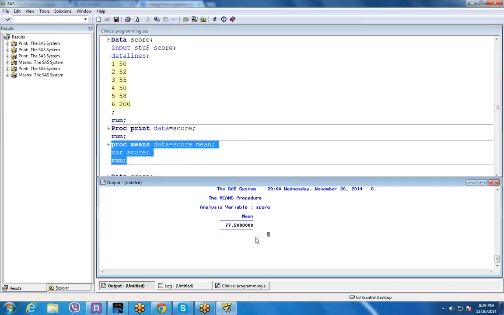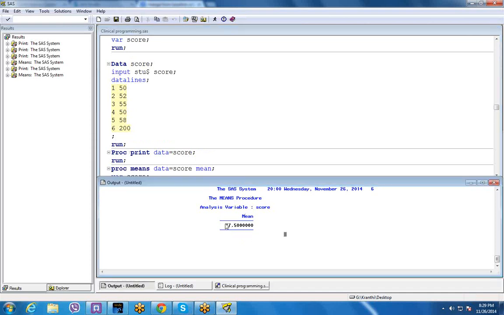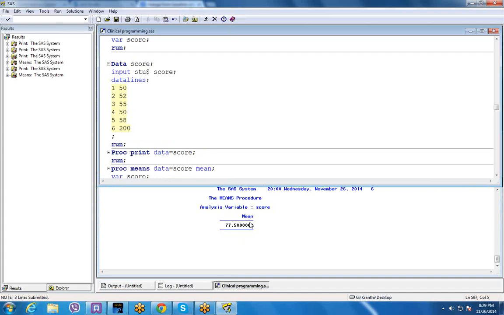So what the mean is showing here is 77, meaning on an average each student got 77. But is it true? This person got 50, it's not 77. This person got 52, not 77. This person got 200, not 77. Mathematically it is correct, but it's not correct statistically. Statistical means we have to think logically. We are giving the average that a student got 77, but nobody got 77, right? So mathematically it's correct, but statistically it's not the correct one.